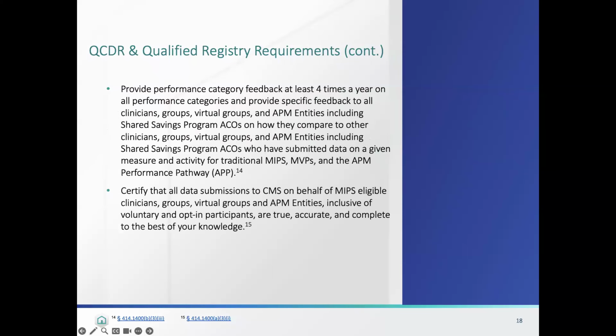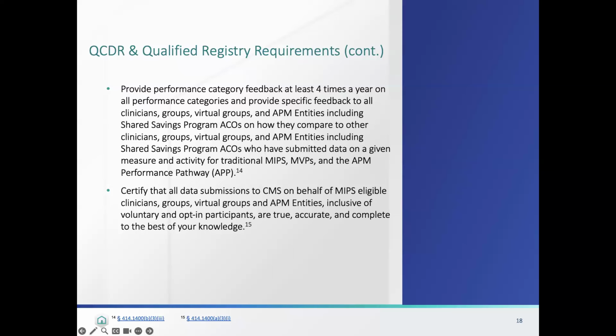QCDRs and qualified registries are required to provide performance category feedback on all performance categories supported at least 4 times a year and provide specific feedback to all clinicians, groups, virtual groups, and APM entities, including Shared Savings Program ACOs, on how they compare to other clinicians, groups, virtual groups, and APM entities, including Shared Savings Program ACOs, who have submitted data on a given measure and activity for traditional MIPS, MVPs, and the APP.